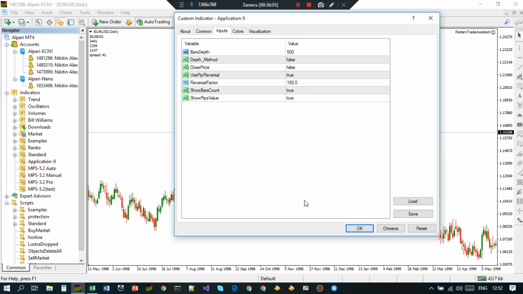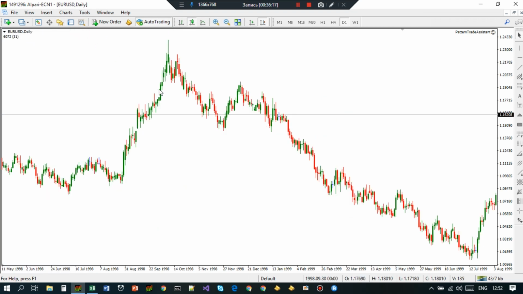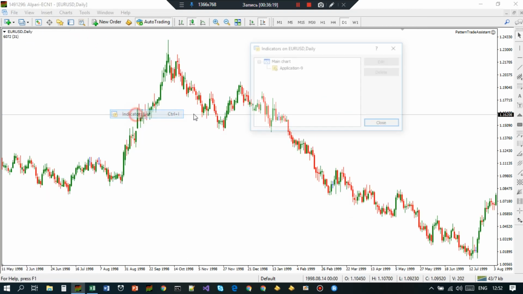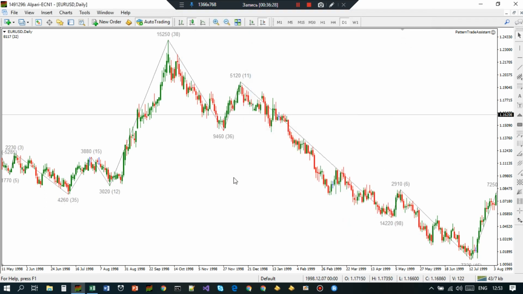Well, let's go back. So we are looking at the 20 period, yes? Period 20. And what I'm looking at is 100,000 bars. If it does not have that many, then it will use whatever it has. If it has that many, then it will not use more than that.